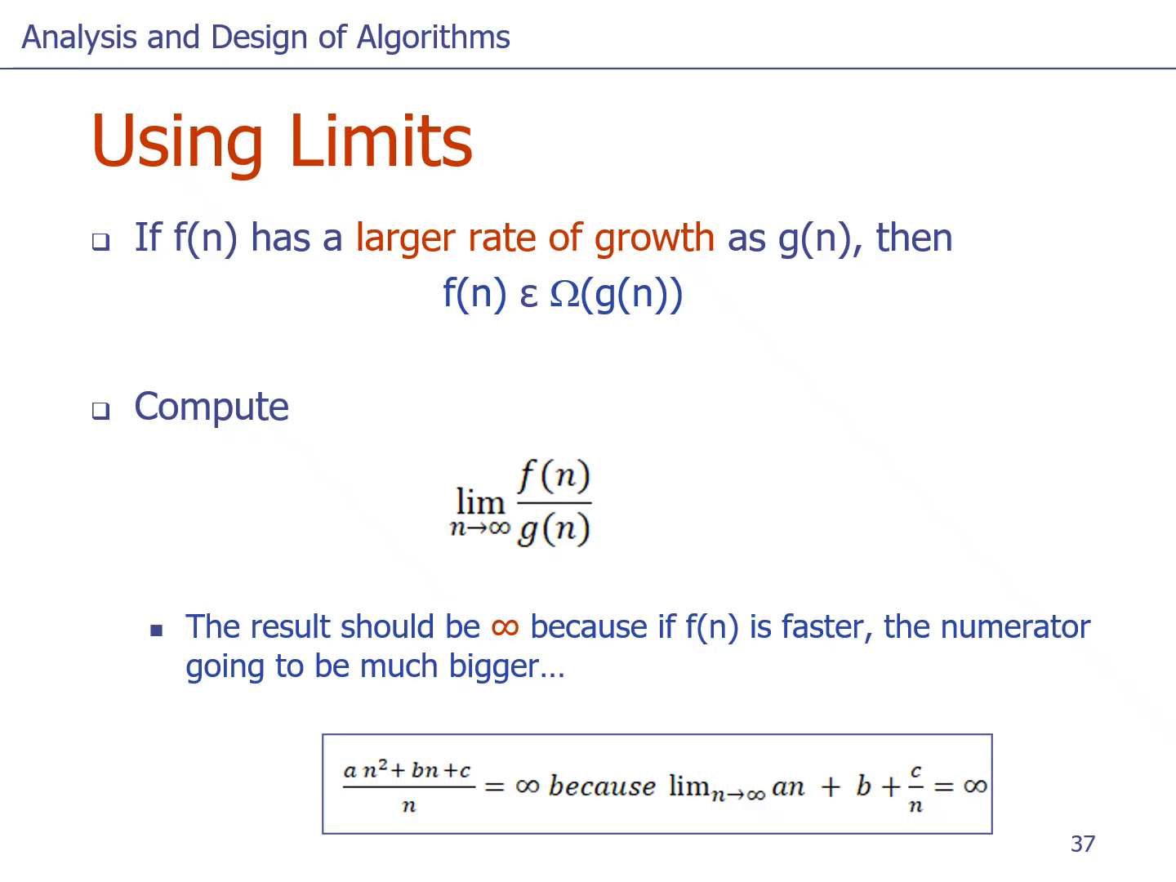And again, here the application is going to be reverse of my explanation. If I ask you prove that f of n is an omega of g of n, you divide f of n by g of n, you take the limit and it goes to infinity, and if the result is infinity, then you have proven that f of n has larger growth rate, and consequently f of n is an omega of g of n.